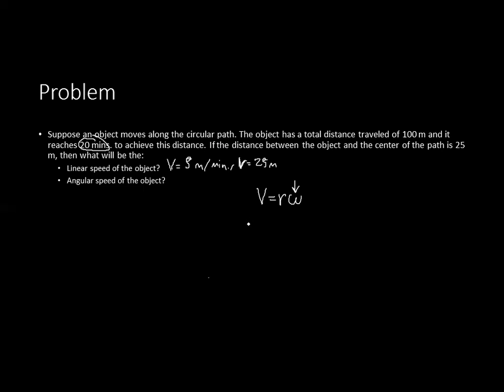So let's substitute. Your linear speed is 5 meters per minute. Then the radius is 25 meters. Then times W. See? Now all you need to do to find your W is to divide both sides by 25 meters. So what happens? If you divide this, this would be canceled. And you will have 1 over 5 per minute.